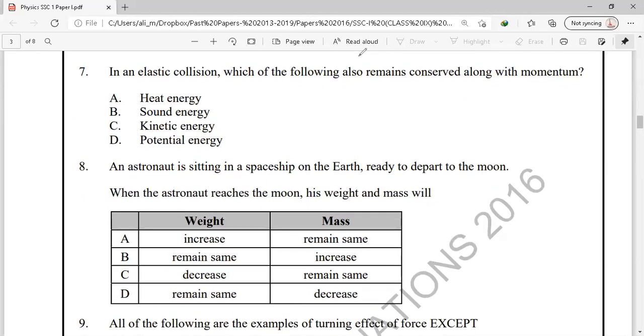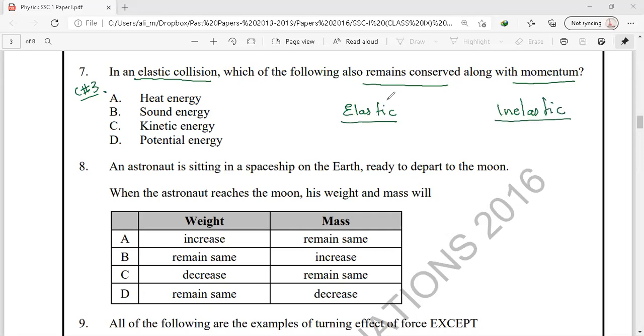So next we have another question, question number 8. Sorry, question number 7. And this question is again from our chapter number 3, Dynamics. In an elastic collision, which of the following quantities also remain conserved along with momentum? As I've explained earlier in the different past paper questions, we have two types of collisions between the bodies. We have elastic collision and we have inelastic collision. In those collisions, the main difference is the conservation of energy.